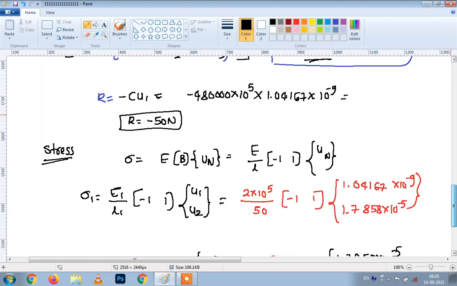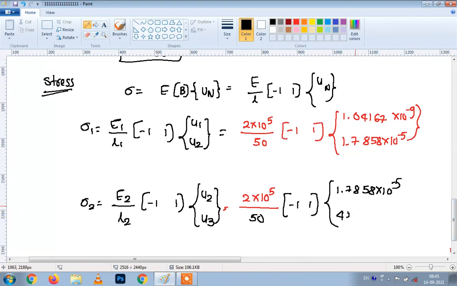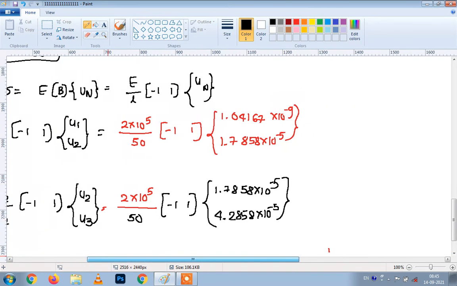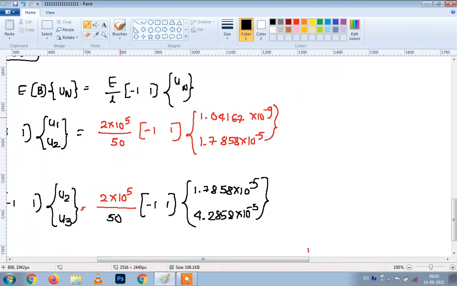Here it is, the value of u3 is 4.2858 into 10 raised to minus 5. So please do these calculations. What we have to do here: first calculate this particular value, multiply minus 1 from the first element of this row with the first element of this column, plus the addition of these two, the second element from the row multiplied with the second column, and find out the stresses in the first element.